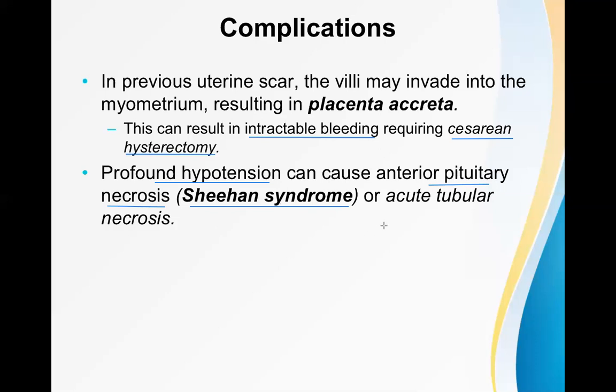It can also result in acute tubular necrosis. This is renal failure. The mechanism is the same. If there is decreased blood perfusion to the kidney, the kidney can fail, and if there is decreased blood perfusion of the pituitary gland, it can get necrosis, which is called Sheehan syndrome.